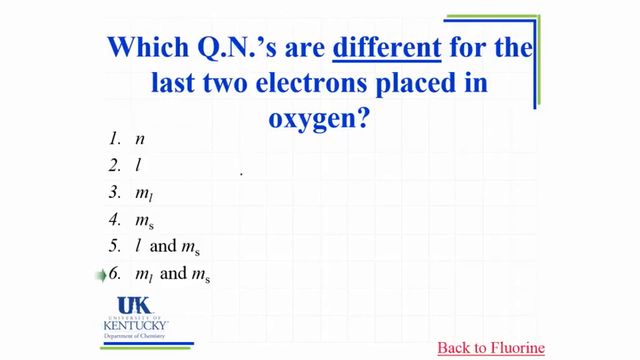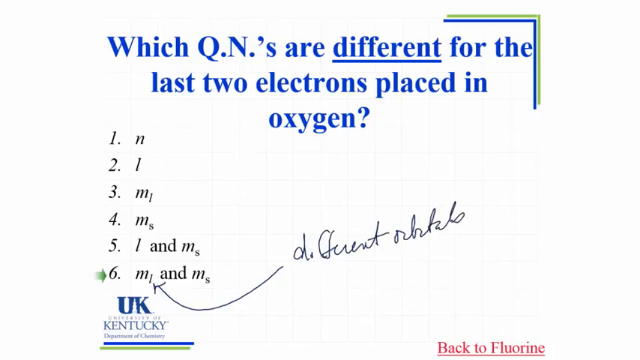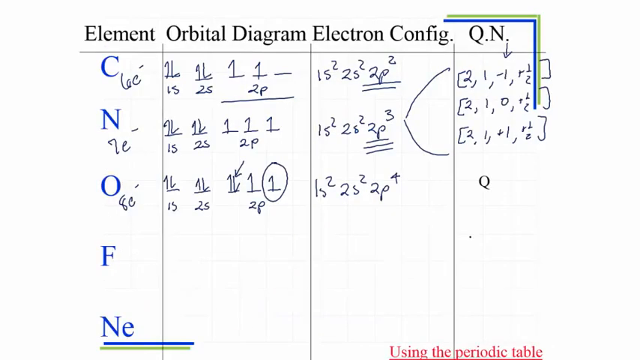Well, if you said that both the m sub L and the m sub S would be different, then you'd be correct. The m sub L tells me that they are in different orbitals, so those 2 numbers would have to be different. The m sub S, they are spinning in different directions, so they would have to be different as well. Notice as we go back to that, this one is an up spin because I was maximizing parallel spins, and this one here was a down spin because I was coming back and doubling them up into that level.